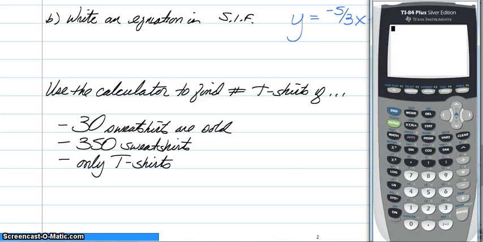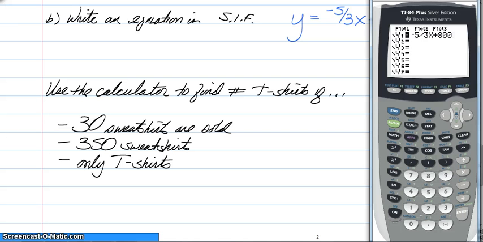So this is what we're going to need to do. You should have a TI-84 Plus Silver or a TI-83 or something similar to this TI right here in front of you. And here's a little tip of how to use it. We go to Y equals. Now the reason why we had to change it into slope-intercept form is because that's the way your calculator likes it. So y is equal to negative 5/3 x plus 800, and we type that into Y1.